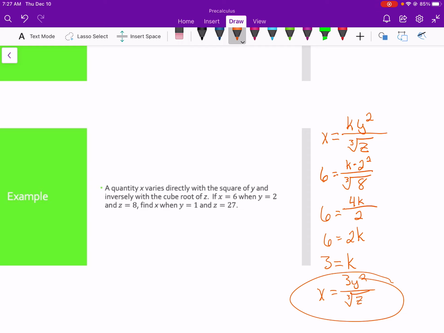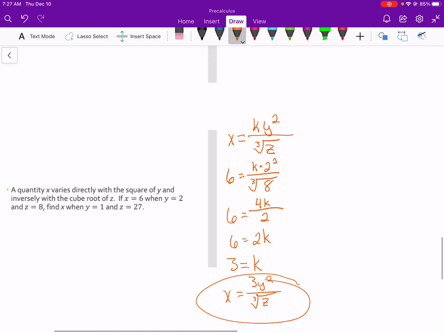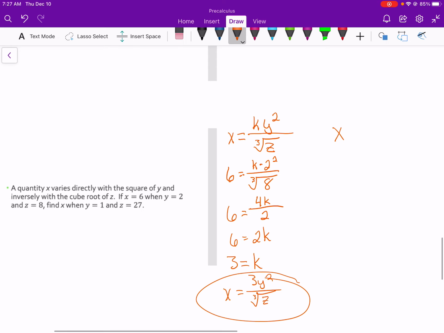Now, let's find x when y equals 1 and z equals 27. So x is going to equal 3 times 1 squared over the cube root of 27. 3 times 1 squared is just 3. Cube root of 27 is 3, so x is going to equal 1.